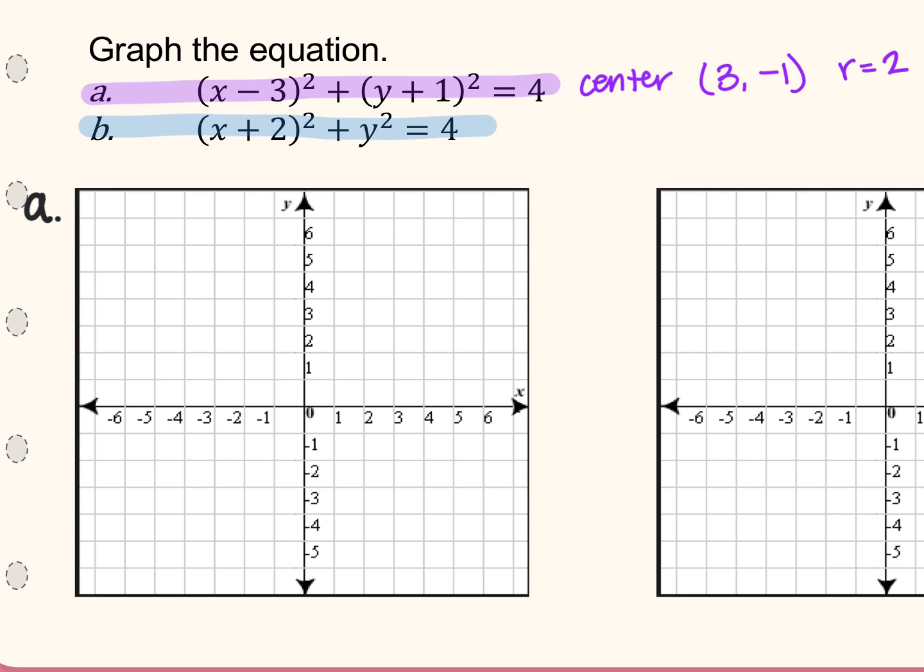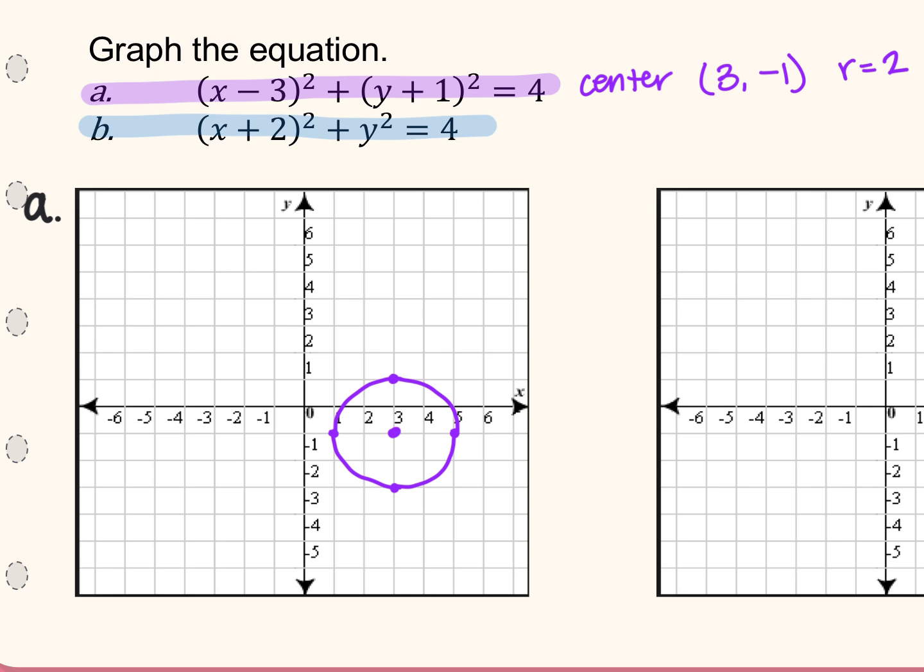So putting my center at 3, -1, which is right here. And then how are we graphing it? My radius is 2. So I'm going to go over 2 to the right, 2 to the top, 2 to the left, and 2 to the bottom. And then I'm just going to connect those dots, curving it. This is kind of what your circle should look like if you had to graph it correctly.